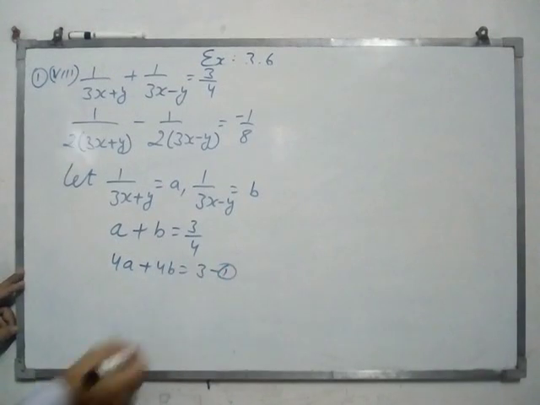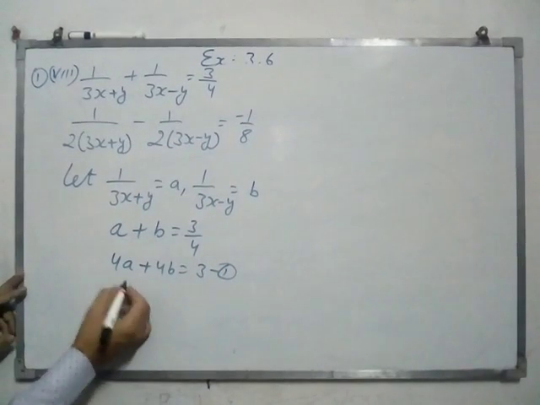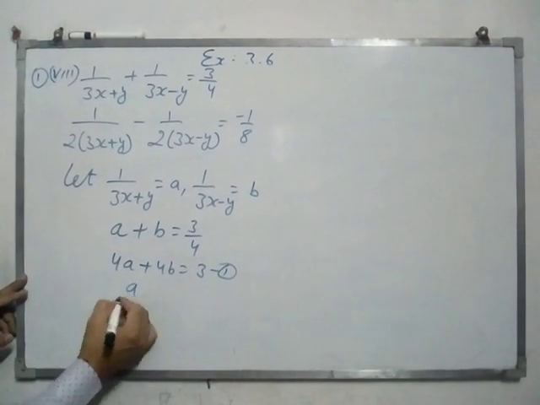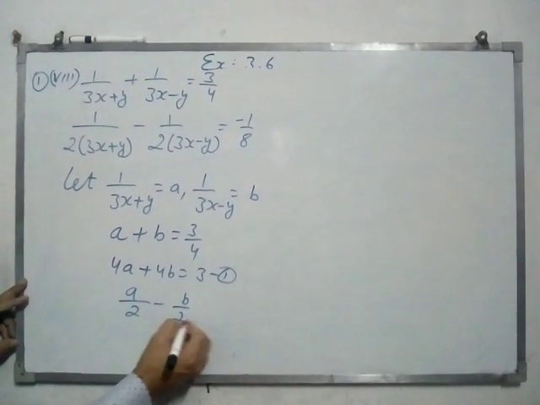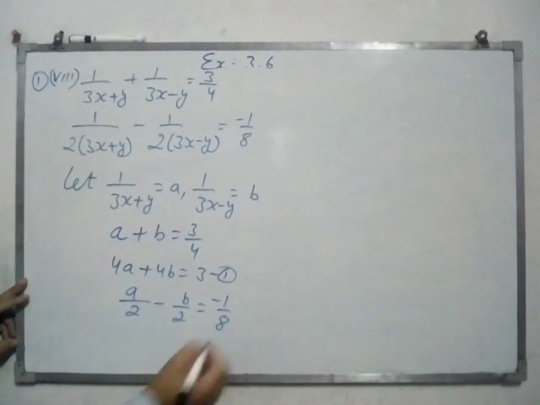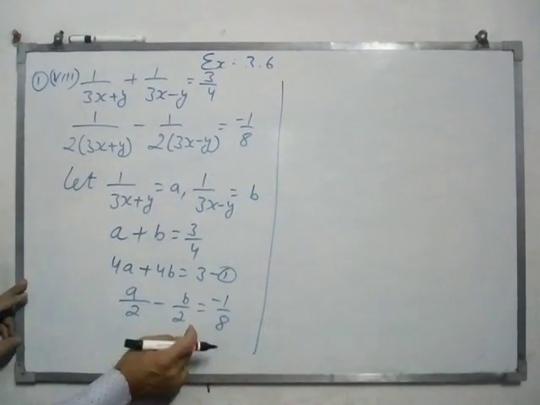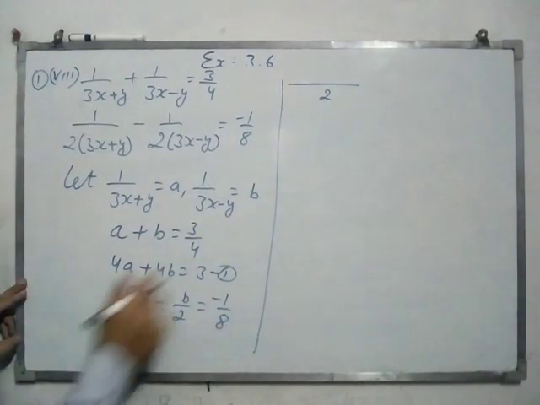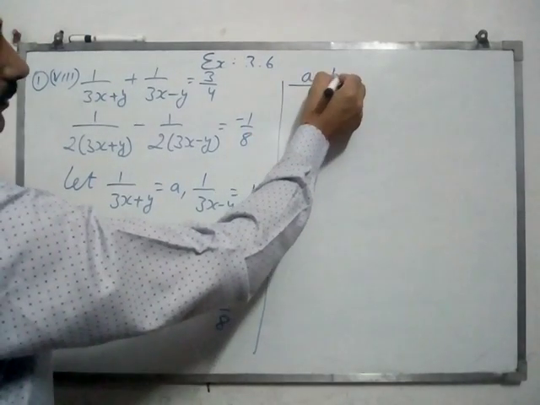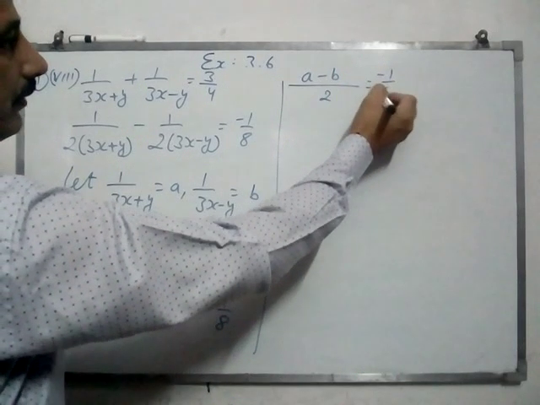It's the first equation. And put there, that is a upon 2 minus b upon 2 equal to minus 1 upon 8. Now take the LCM. 2 is the LCM. So it becomes a minus b equal to minus 1 upon 8.